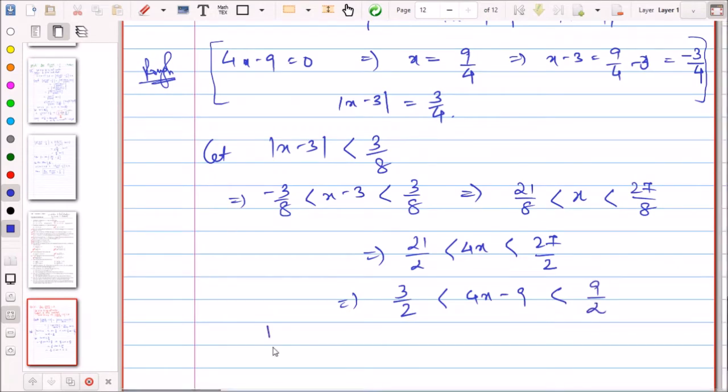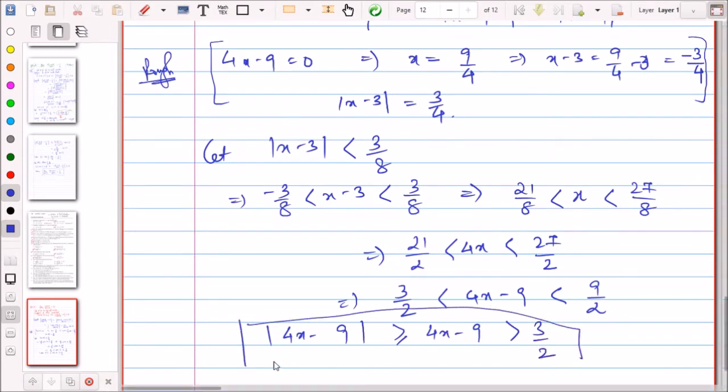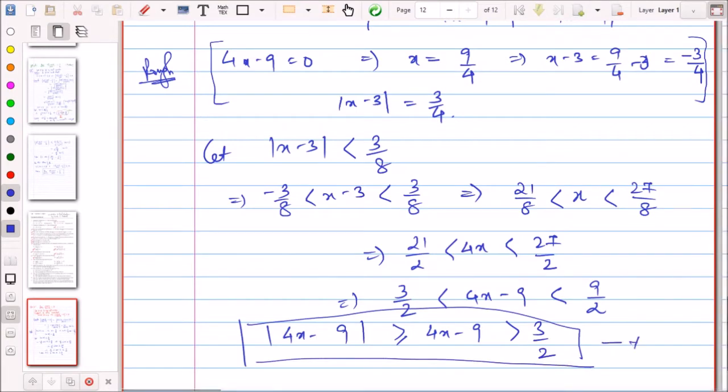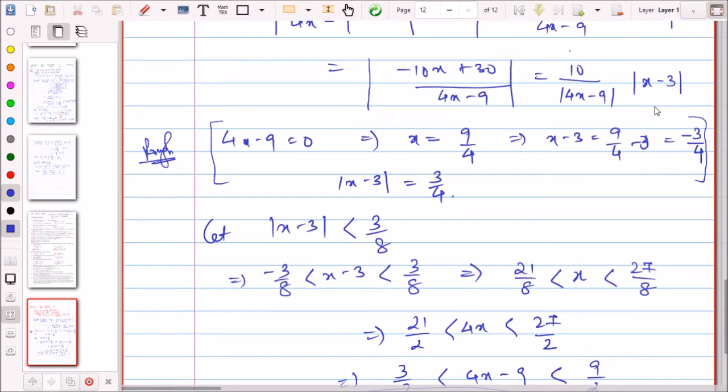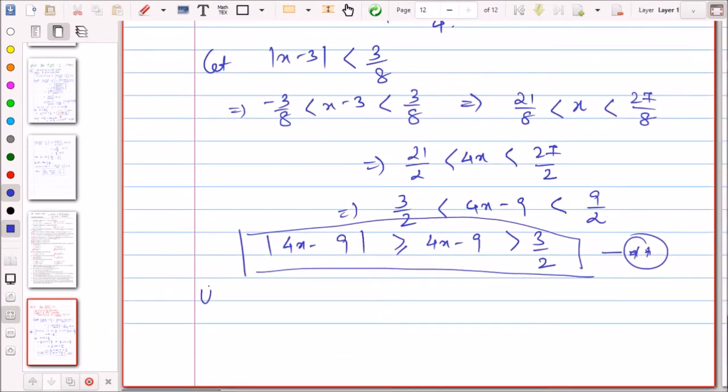So mod of 4x minus 9 is greater than or equal to 4x minus 9, and this is greater than 3 by 2. So we will use this double star in our star. So this is our star. So we will use double star in star.